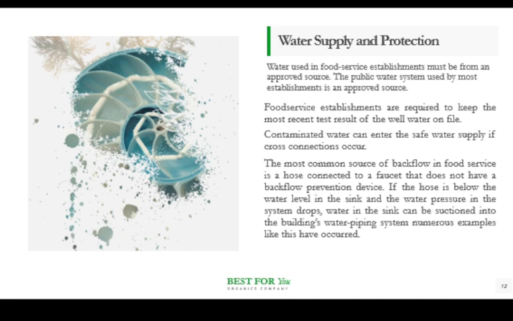Contaminated water can enter the safe water supply if cross connections occur. Cross connections are situations where water can flow backwards due to siphoning. The most common source of backflow in food service is a hose connected to a faucet that does not have a backflow prevention device. If the hose is below the water level in the sink and the water pressure in the system drops, water in the sink can be suctioned into the building's water piping system. Numerous examples like this have occurred.